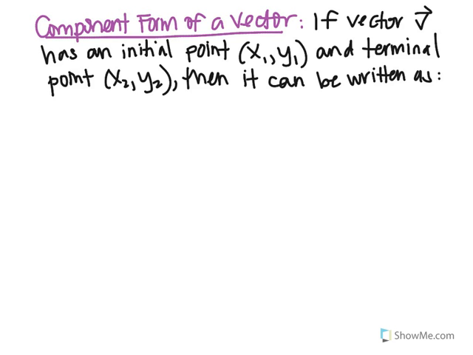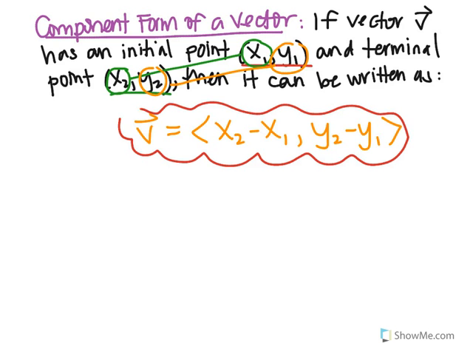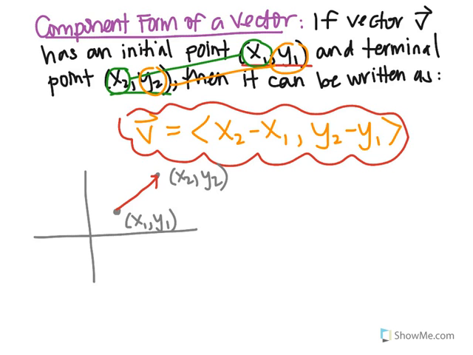So moving on to the component form of a vector, if we have vector v that has a starting point or initial point of x1, y1 and a terminal point of x2, y2, then we can write the vector in the following way. You take the difference of the x components, so x2 minus x1, and then the difference of the y components, so y2 minus y1. This is the formula that you are going to be using to find the vector that you're going to be drawing. So here's a little visual illustrating what this formula is all about.